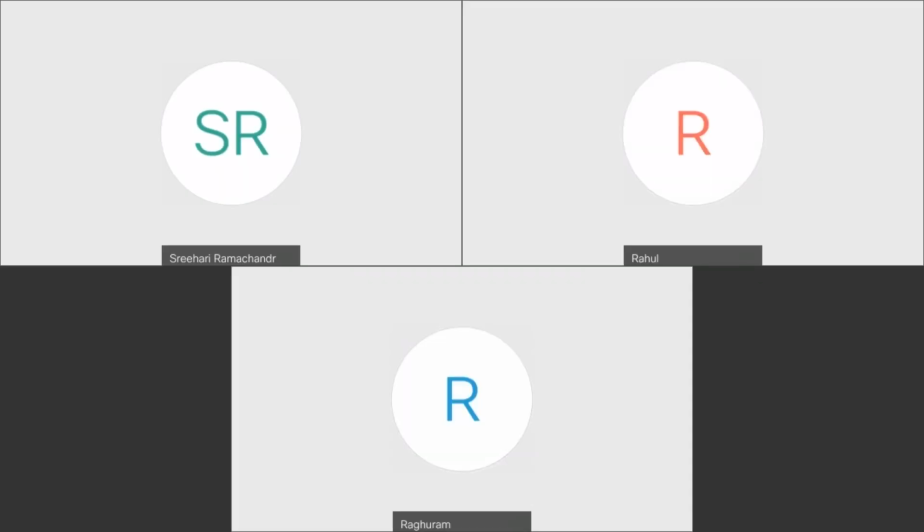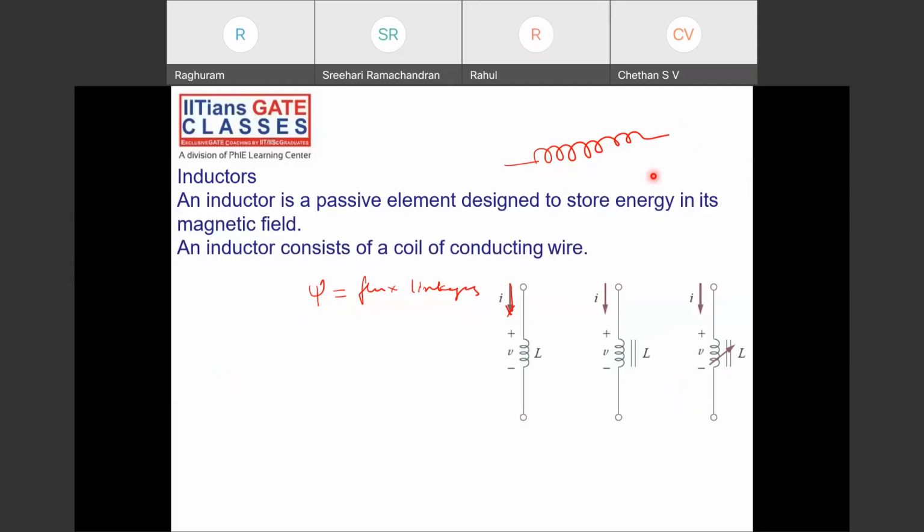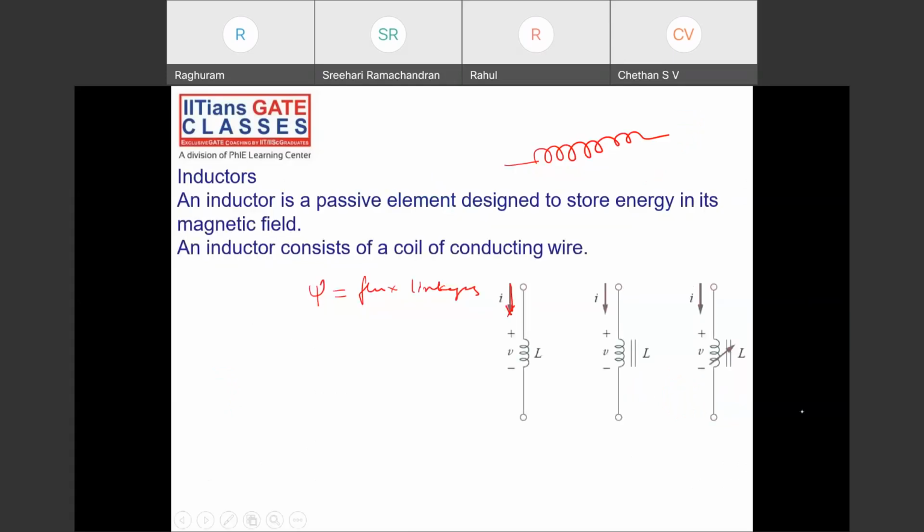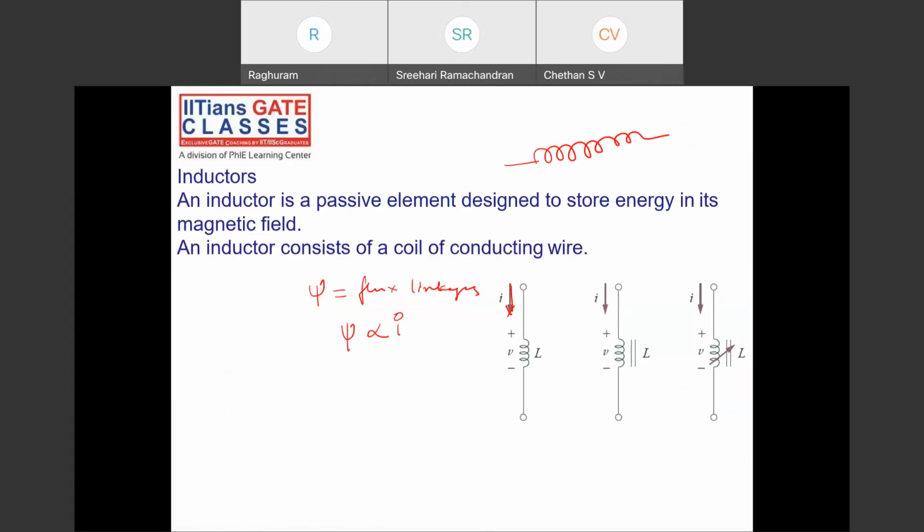An inductor consists of a coil of conducting wire. There is something called psi, which is nothing but flux linkages. Flux linkages are proportional to the current flowing through the inductor, and psi is equal to L into I. What is L here? It is the proportionality constant, and L is called the inductance of the inductor.